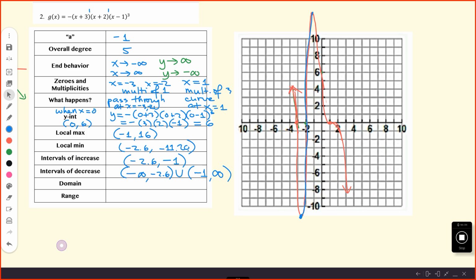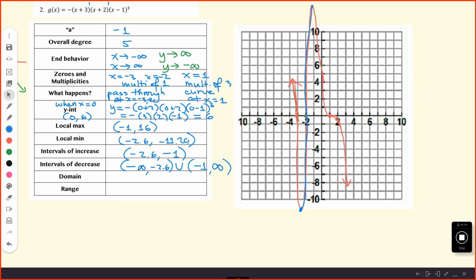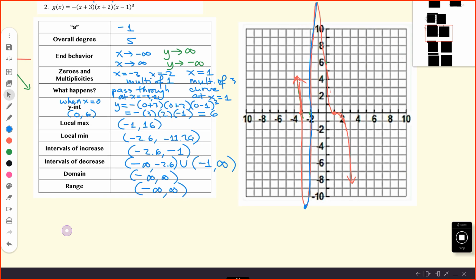Now, what is the domain of this? Okay, -infinity to +infinity. But what is the range? The range is also, yes, all real numbers, because although we have a max here, this arrow will go up infinitely. So it's also going to be all real numbers. Yeah.